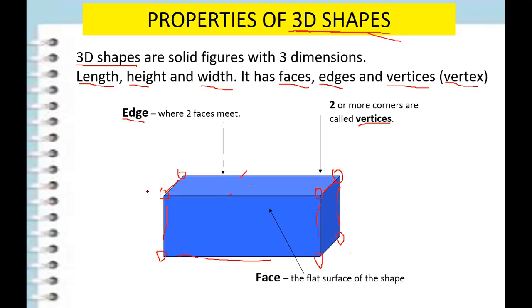All right, so that's why we say 3D, 3-dimensional shape. It has a face, it has an edge, it has vertices. It has the length, how long, how tall, and how wide. So these are also the 3 dimensions of a 3D shape.